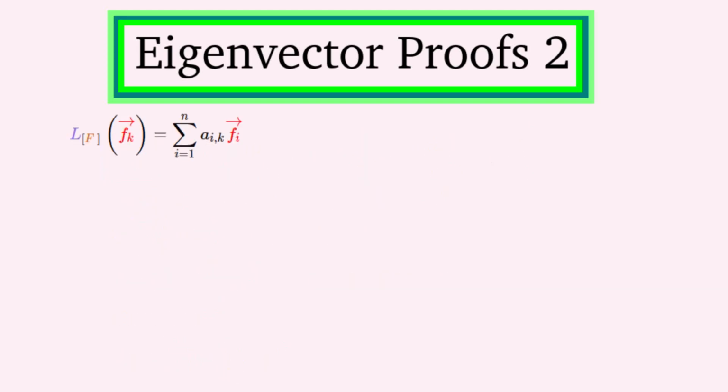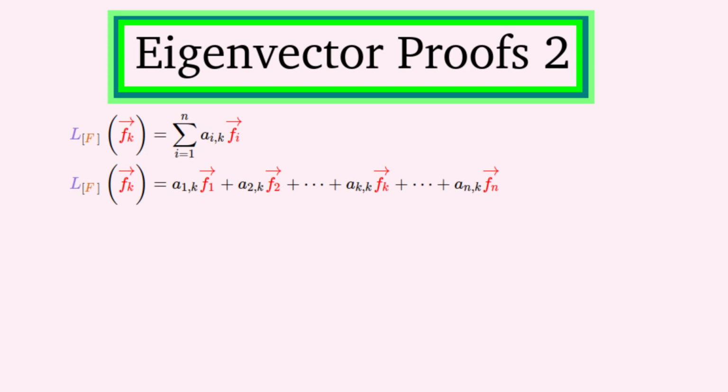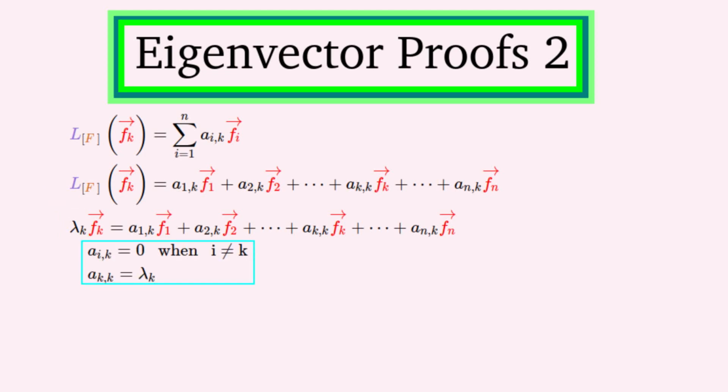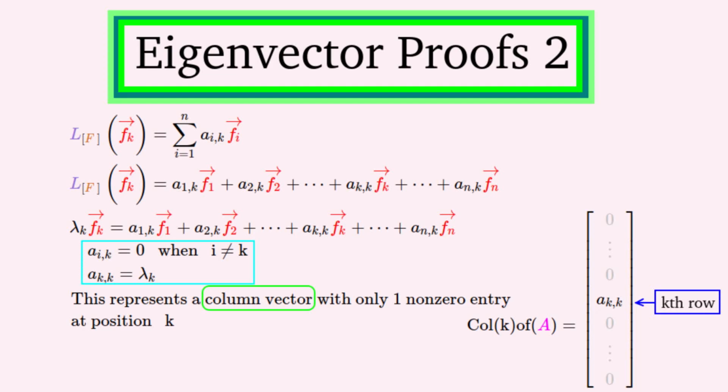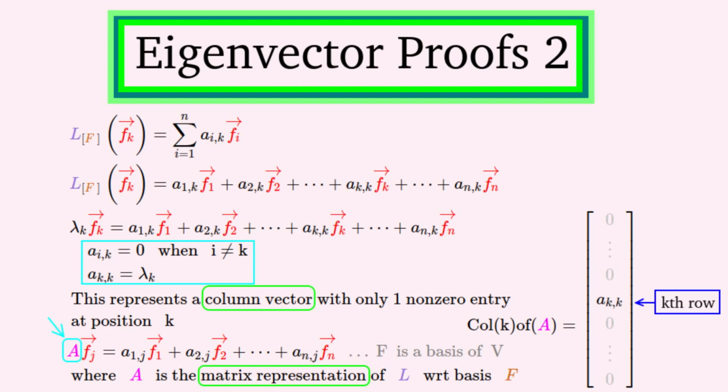I'll just scroll the screen up again to make some more room. We can expand this sum out into dot notation so as to more easily follow it. Since lambda k is the eigenvalue corresponding to eigenvector fk, we can substitute it in for L. And now we can get this result for these coefficients of these vectors. All of these coefficients are 0 except for a double k, which is equal to the eigenvalue. So these coefficients represent a column vector with only one non-zero entry. And since matrix A is a matrix representation of L, then we can substitute it in for L like this.